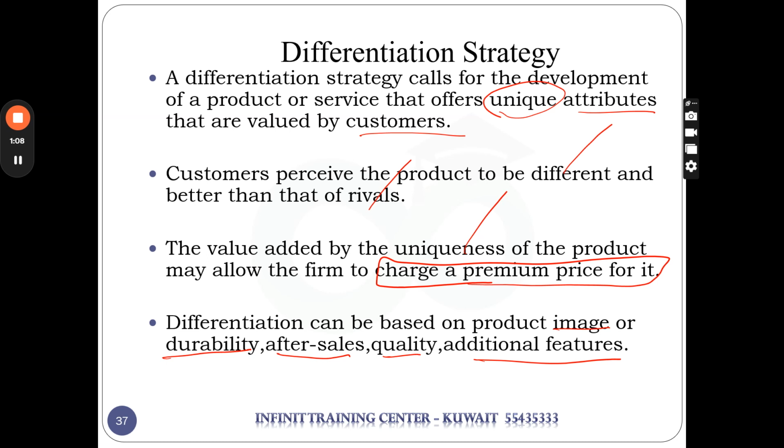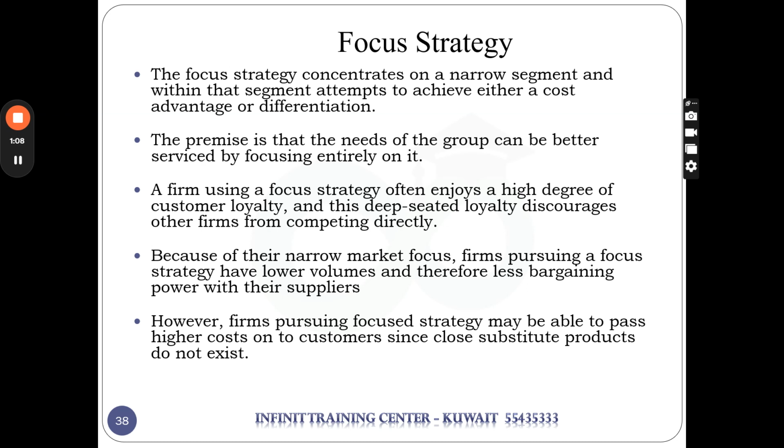This is the differentiation strategy. Then focus strategy. The focus strategy concentrates on a narrow segment and within that segment attempts to achieve either a cost advantage or differentiation. So you are focusing on a narrow segment. The premise is that the needs of the group can be better serviced by focusing entirely on it. A firm using a focus strategy often enjoys a high degree of customer loyalty, because you are focusing on a particular segment only, and you are able to provide better service to them, and those customers are loyal to you and are not switching from you.